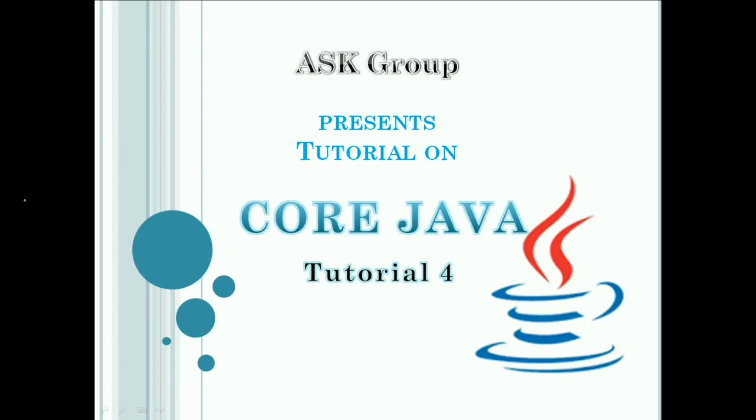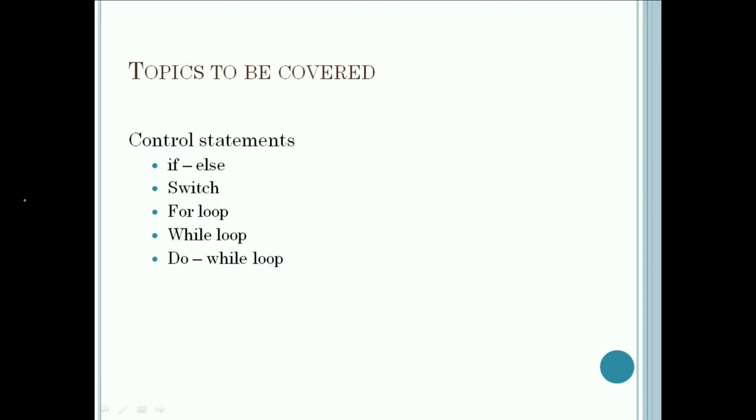In our previous video, we have learned about classes and objects. In this tutorial, we are going to learn about control statements like if else, switch, for loop, while loop and do while loop. Firstly, we need to know what a control statement is. A control statement is a statement that determines whether other statements will be executed.